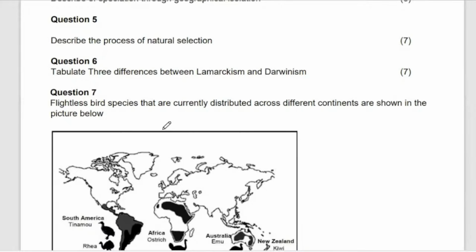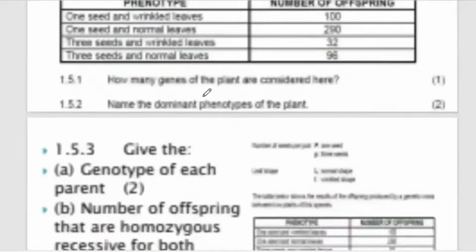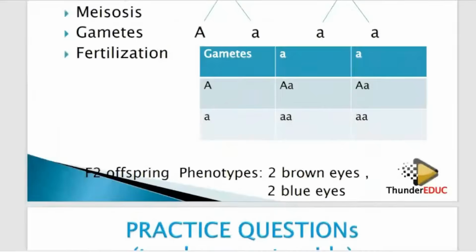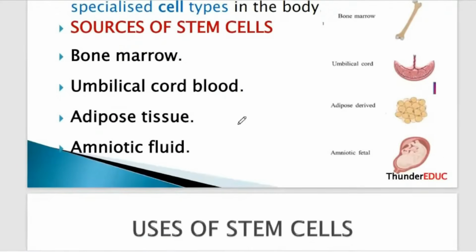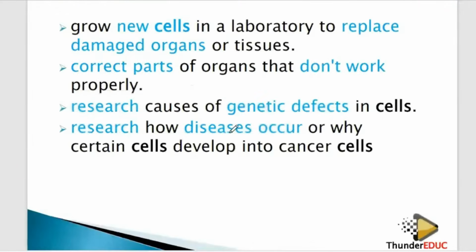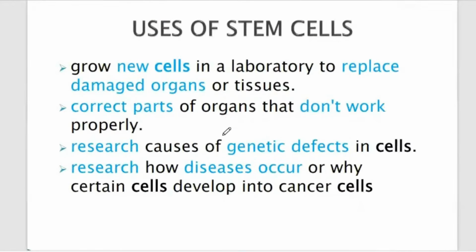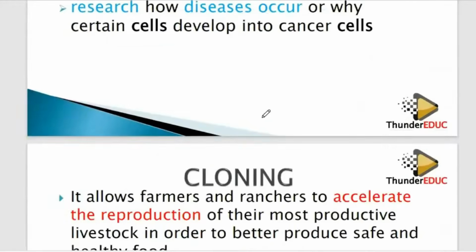The cells which have the ability to modify and form other body structures. Basically you just need to read this and the examples of these stem cells. Let me show you here from Excel and Life Science Distinction Material. See, sources: bone marrow, umbilical cord, adipose tissues, amniotic fluid. Uses: to generate new cells or replace worn out or damaged cells, and to be used for research purposes.